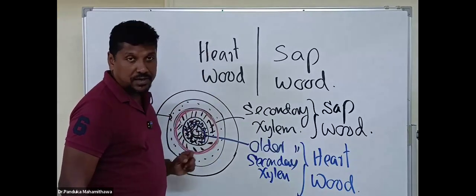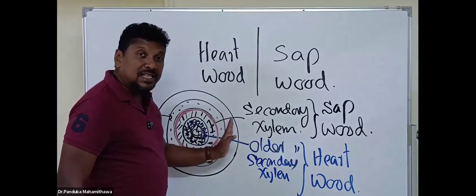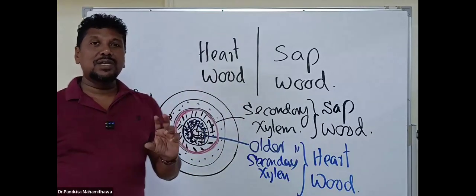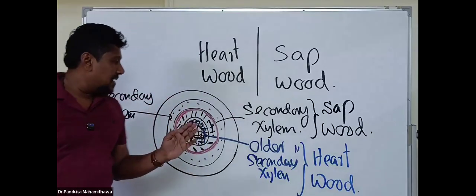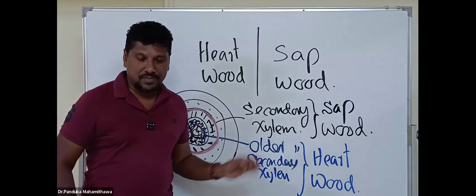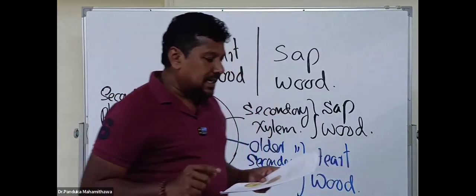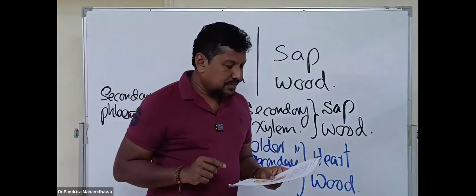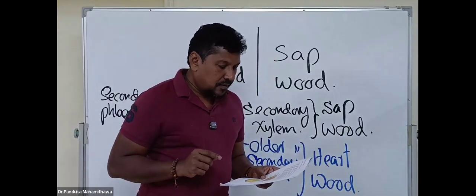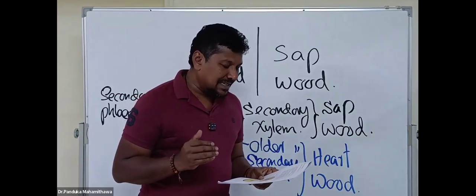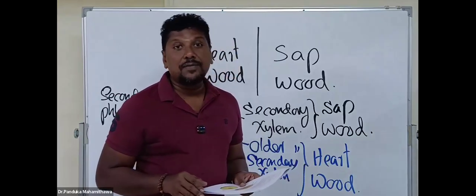That is the hardwood, right? The older layers of the secondary phloem just slough off, and their role is replaced by the newly formed secondary phloem. Okay, so that is what it says now. Only the young secondary phloem functions in phloem translocation, and the older secondary phloem is sloughed off.